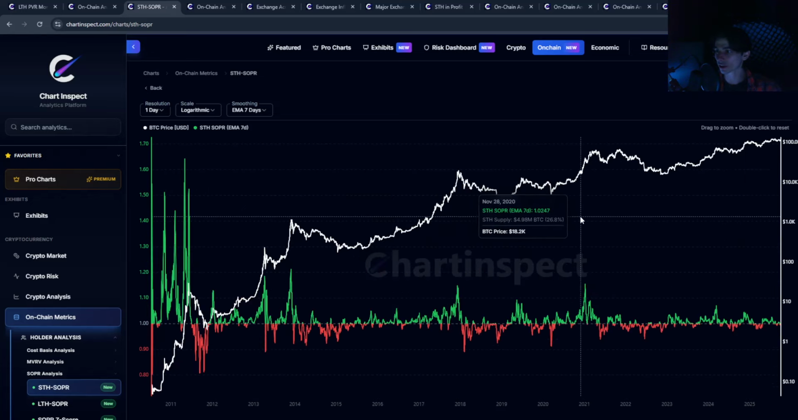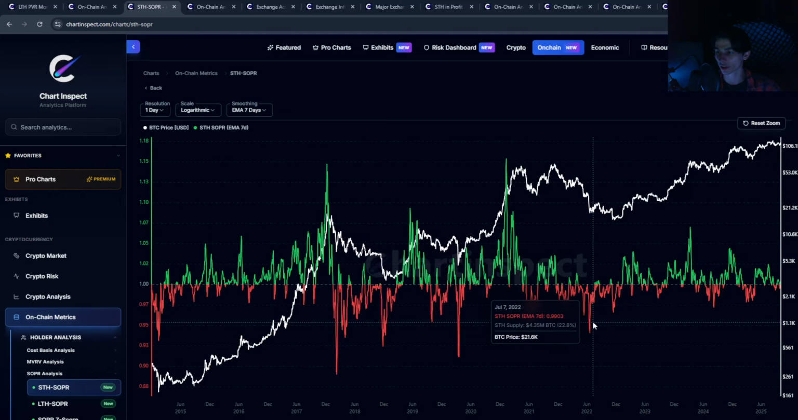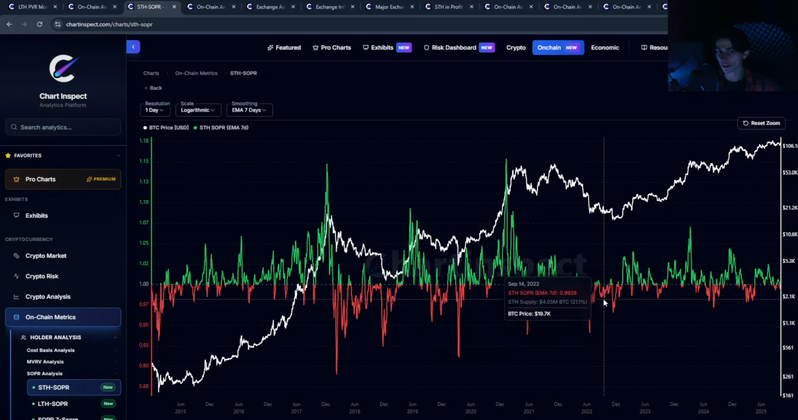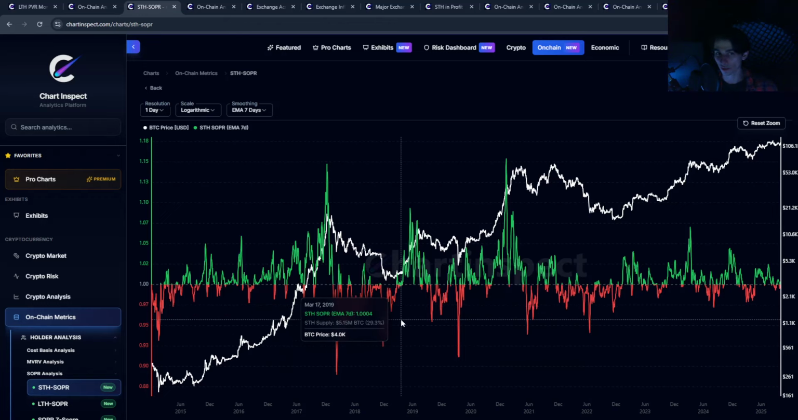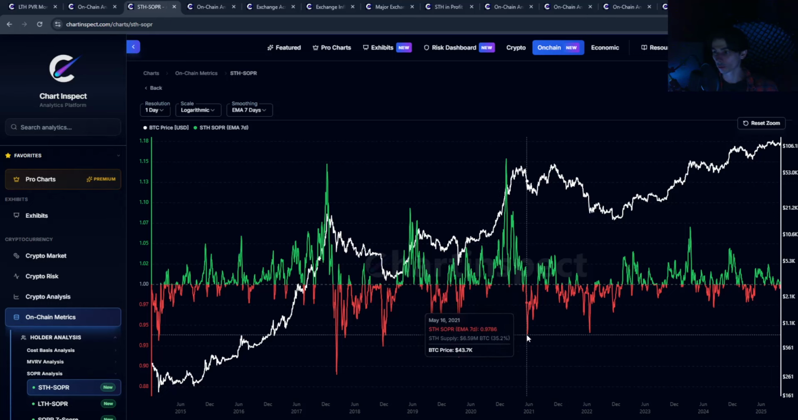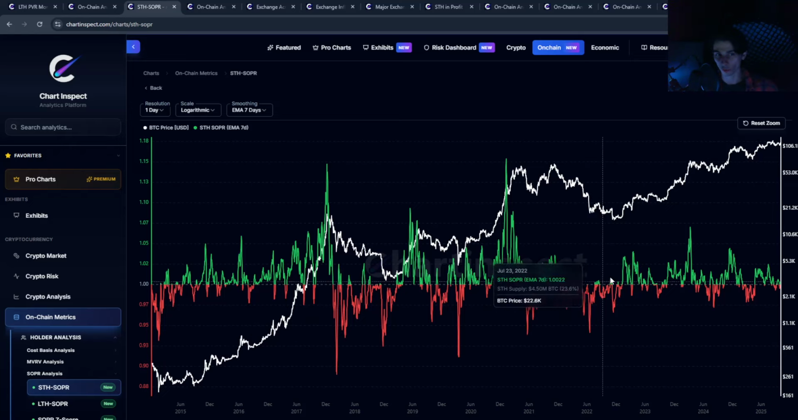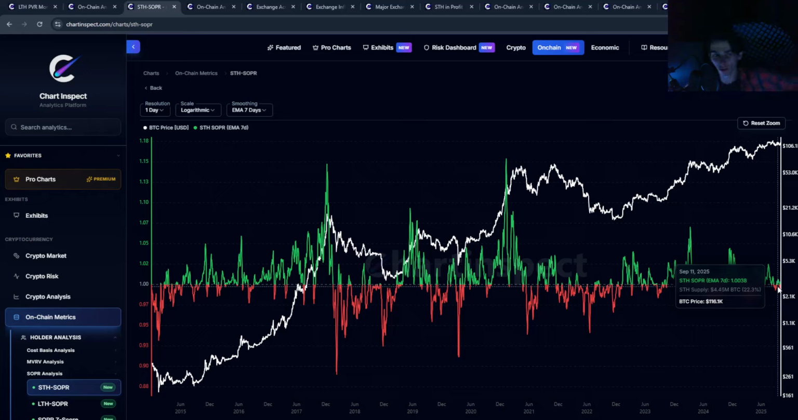And if you compare that to 2021, 2022, we saw real capitulation events where, in true bear market bottoms, you get sustained periods of loss taking, with short-term holder SOPR going well below 0.95, all the way down to like 0.93, 0.94, right? We didn't see that in this recent dip. We saw a brief dip below 1 and then it immediately recovered afterwards.